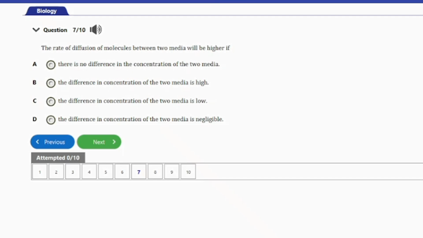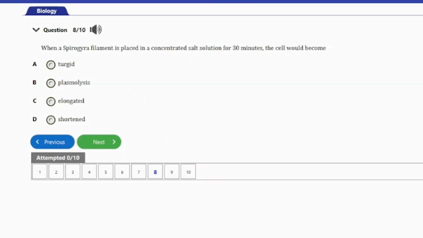So guys, the answer to this question here is option B here. The rate of diffusion of molecules between two media will be higher if the difference in concentration of the two media is high. So that's it for that question. Let's go ahead and consider the next question. That's question number 8 here.